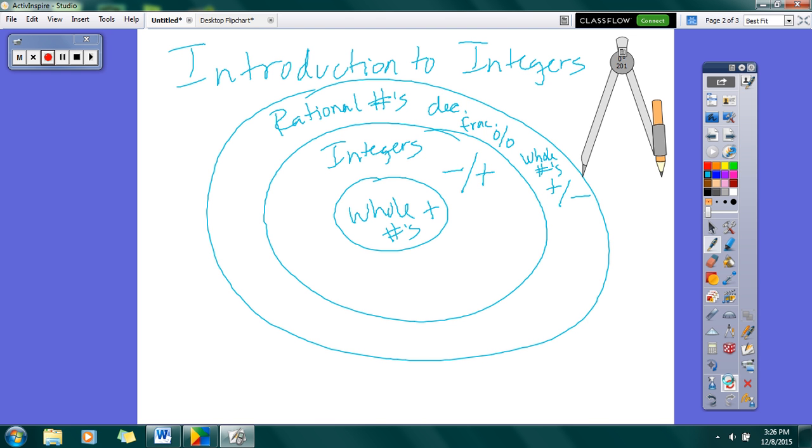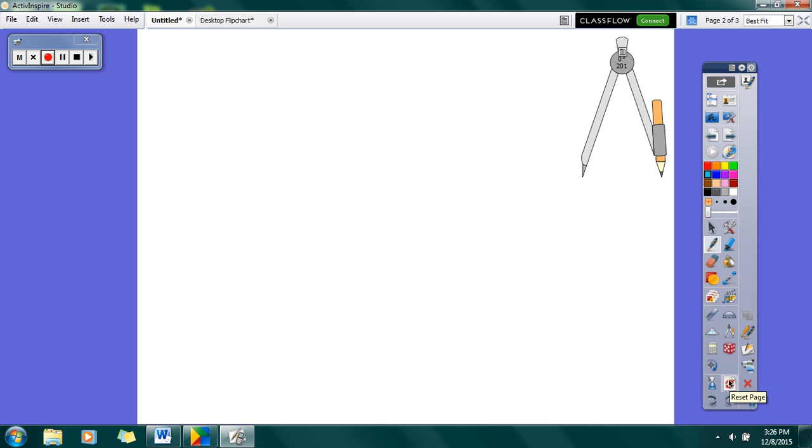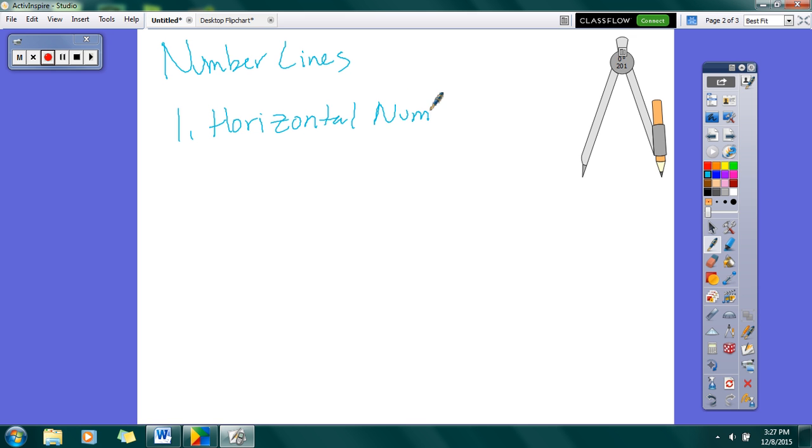So the first thing we need to know is what a number line is. Okay, there's two types of number lines that we know about. The first type of number line is the horizontal number line. This is one that you have seen probably since before kindergarten, where you counted up 1 to 100. So what's important about a horizontal number line is it travels east to west or west to east.